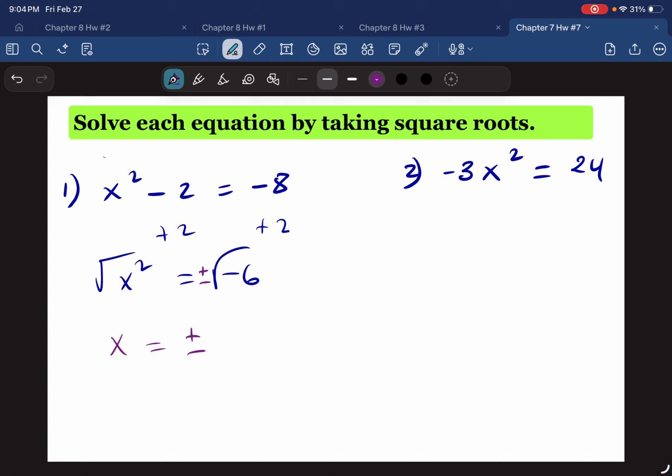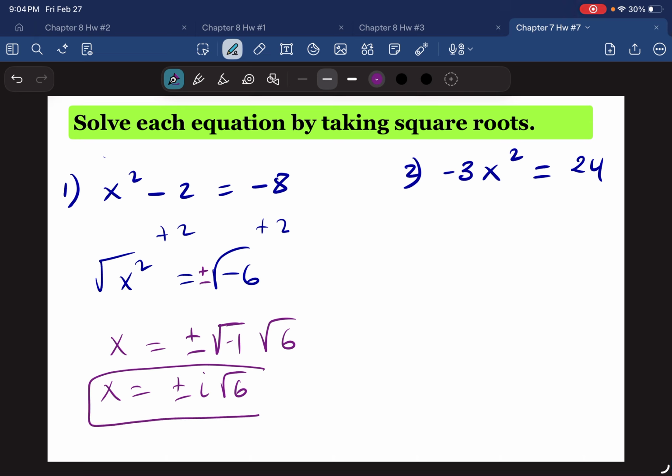If you punch this into a calculator, it's going to say domain error. That means no solution, but we learned how to take the square root of a negative. So it looks like this. We're going to split it into 2. The square root of negative 1, you know that it's i, and then bring down the square root of 6. And this is your final answer.